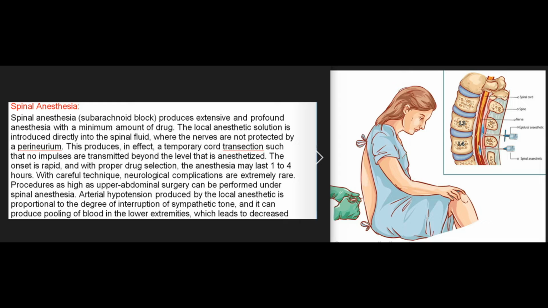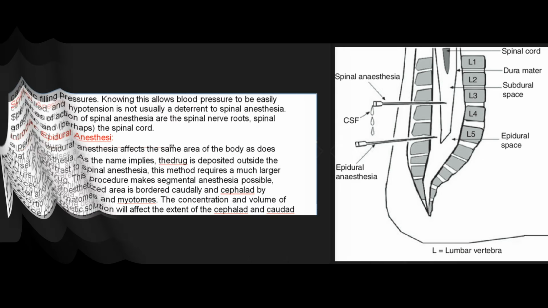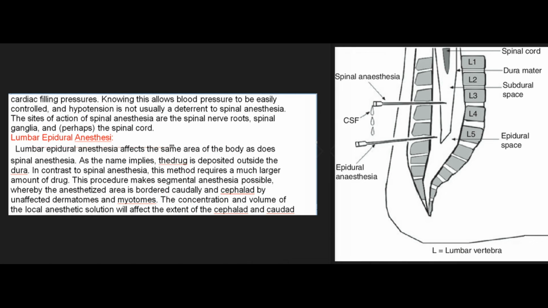Arterial hypotension produced by the local anesthetic is proportional to the degree of interruption of sympathetic tone, and it can produce pooling of blood in the lower extremities, which leads to decreased cardiac filling pressures. Knowing this allows blood pressure to be easily controlled, and hypotension is not usually a deterrent to spinal anesthesia. The sites of action of spinal anesthesia are the spinal nerve roots, spinal ganglia, and, perhaps, the spinal cord.